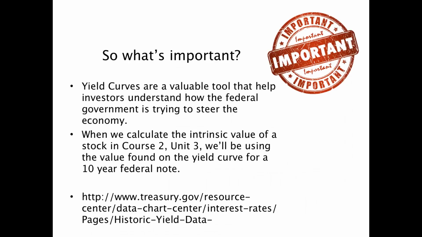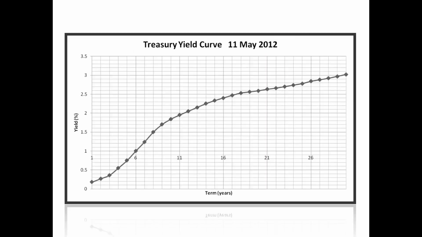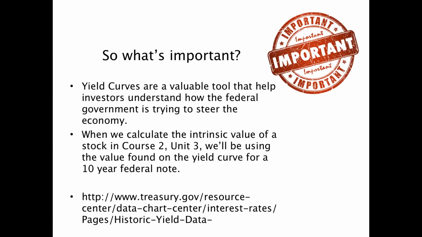So when we calculate the intrinsic value of a stock in Course 2, Unit 3, which is the next unit, we'll be using the value found on the yield curve for the 10-year federal note. If we go back to the yield curve and look at the 10-year mark, you can see that we're approximately at 1.7, 1.8, right in that range. That might not make much sense right now, but in the next lesson you're going to see how it applies to our intrinsic value calculator.